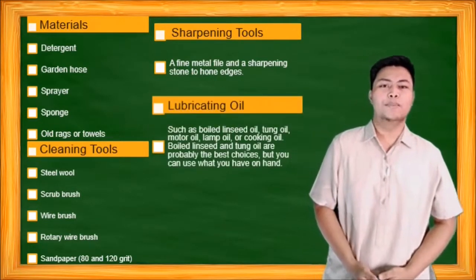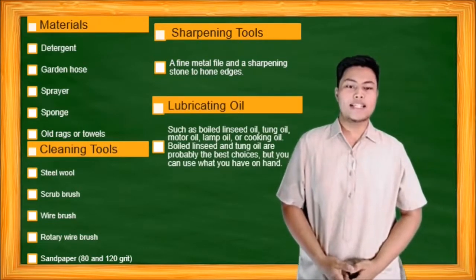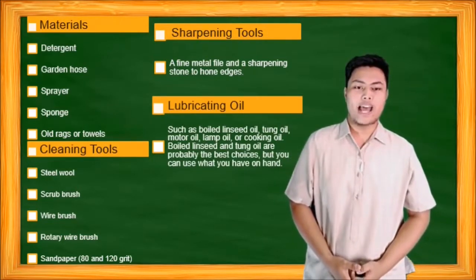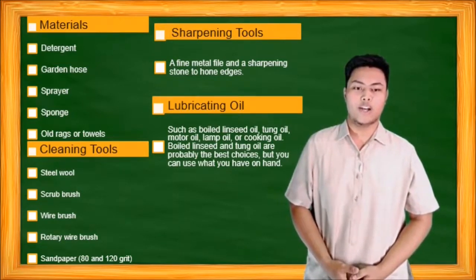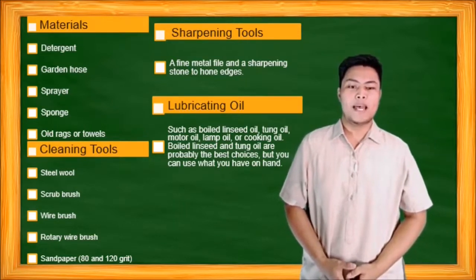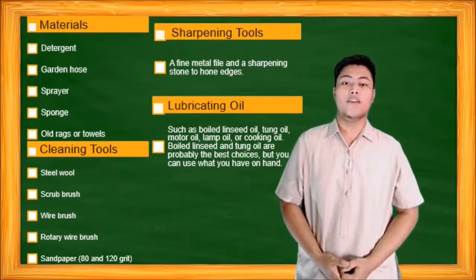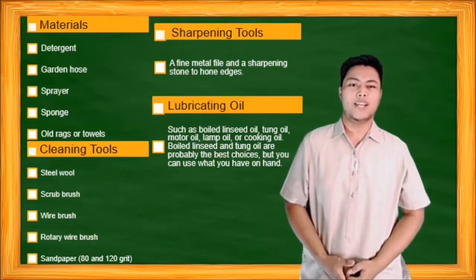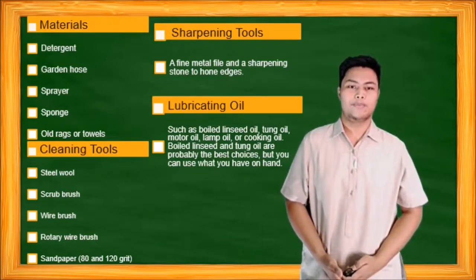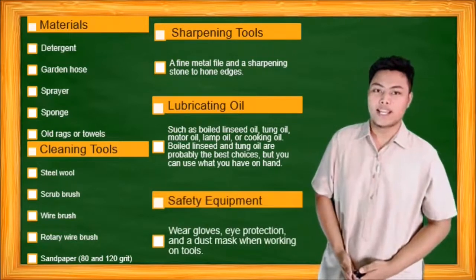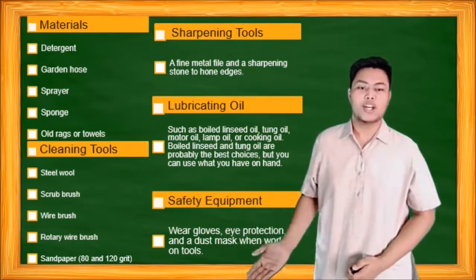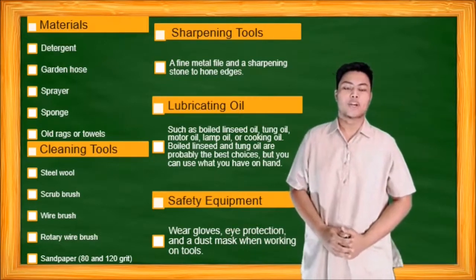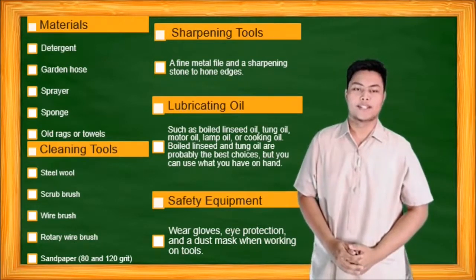And also some lubricating oil, such as boiled linseed oil, tung oil, motor oil, lamp oil, or even cooking oil. Boiled linseed and tung oil are probably the best choice, but you can use whatever you have on hand or whatever is available at your home. And the last one is the safety equipment. We need to wear gloves, eye protection, and a dust mask when working on our farms.